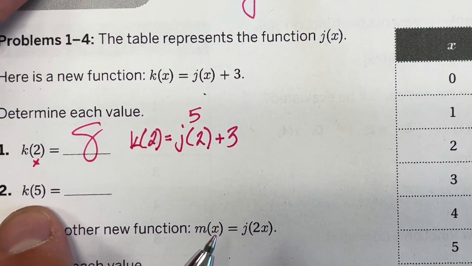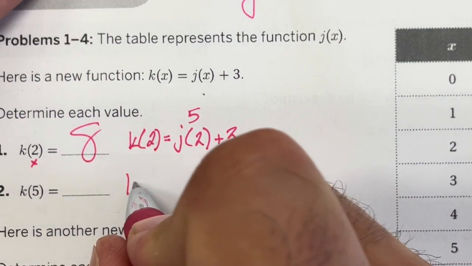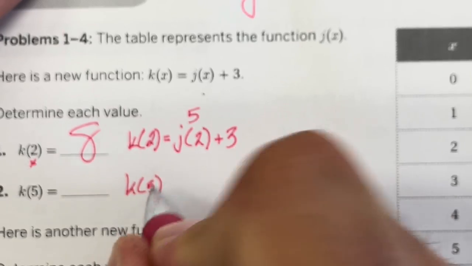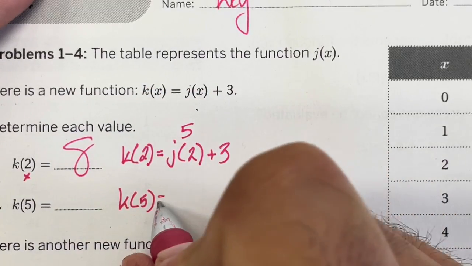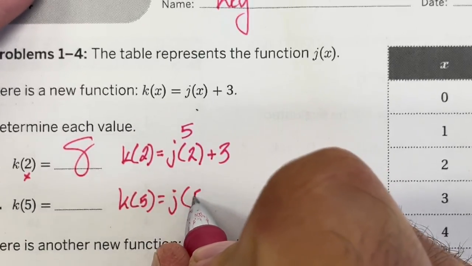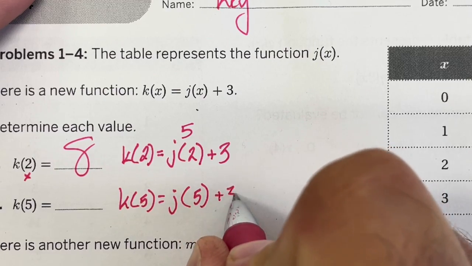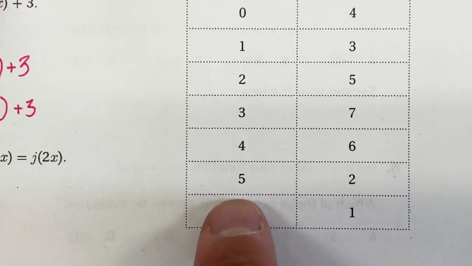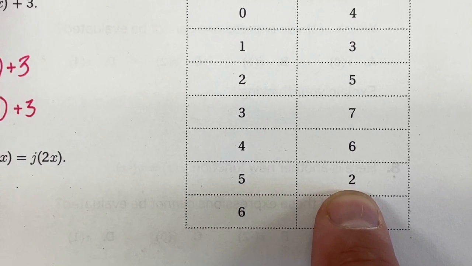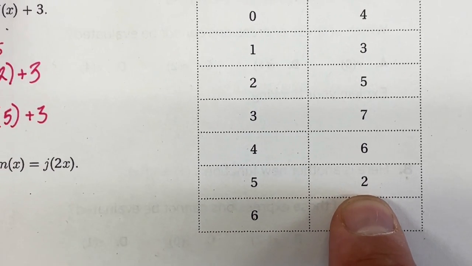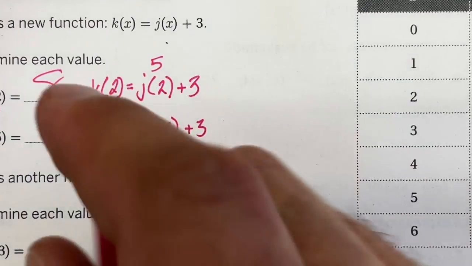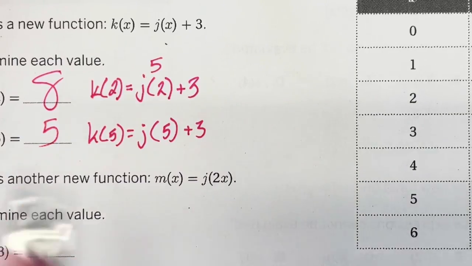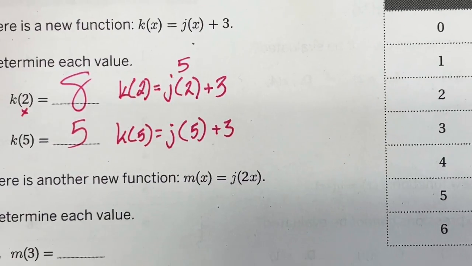Let's do this for the next one, k of 5. To find k of 5, we're going to follow this rule: find the j value at 5 and increase it by 3. The j value at 5 is 2. Increase it by 3, and we get a final answer of 5.